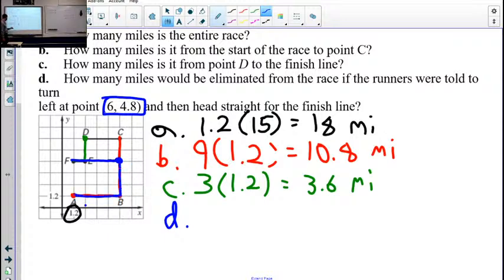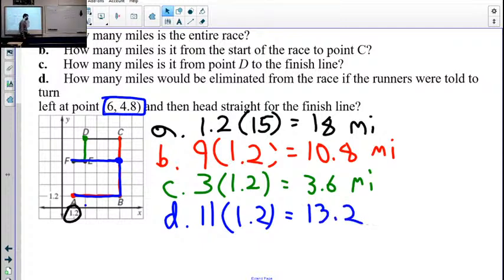The new path goes 1, 2, 3, 4, 5, 6, 7, 8, 9, 10, 11 times 1.2. If I were scoring that answer out of 5, that answer to part D so far, I'd give it about a 3.5. It's pretty good. It's on the right track. It's missing some things, though. What's it missing? Well, it's missing miles. Okay, now it's got a 4 out of 5.